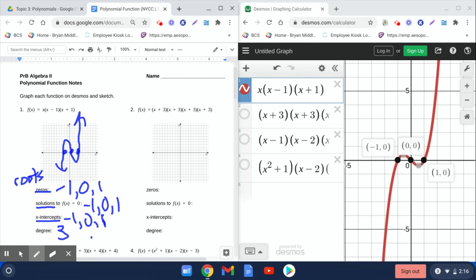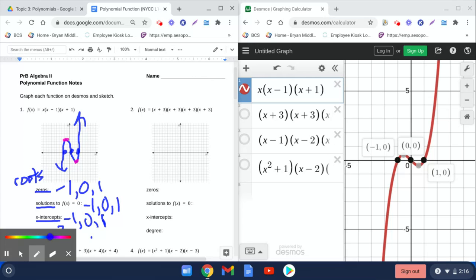Now, the other thing that we're going to talk about in a little bit is something called minimums and maximums. So minimum and maximum points happen at the top and the bottom, kind of the hills and valleys of the function. So this has 2 minimum and maximum points. All right, so let's take a look at the next one.